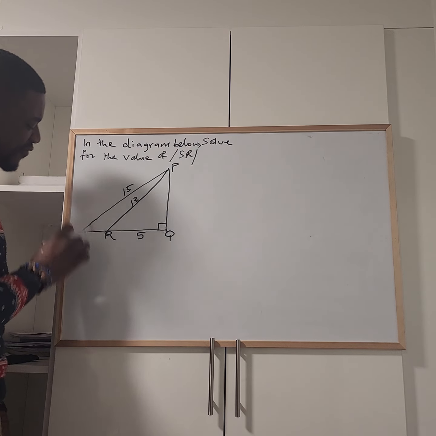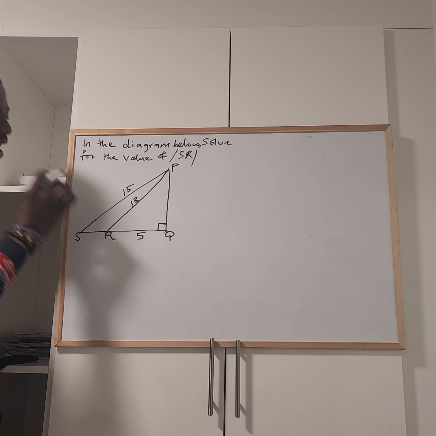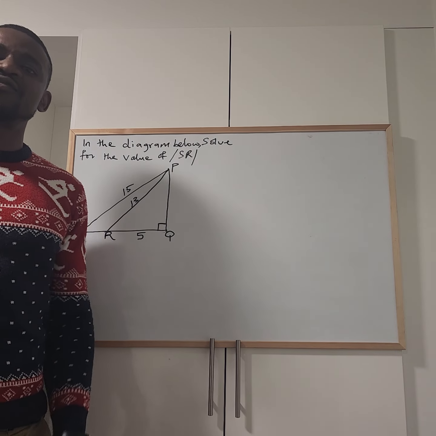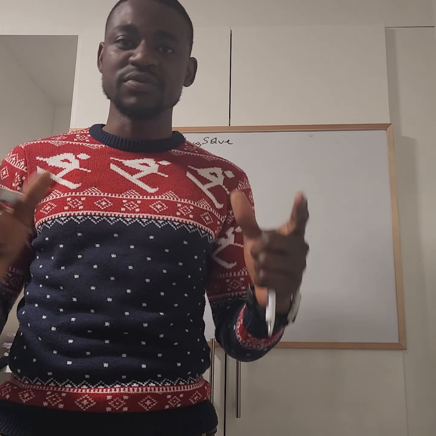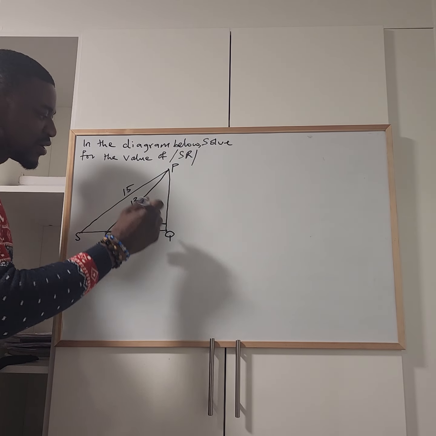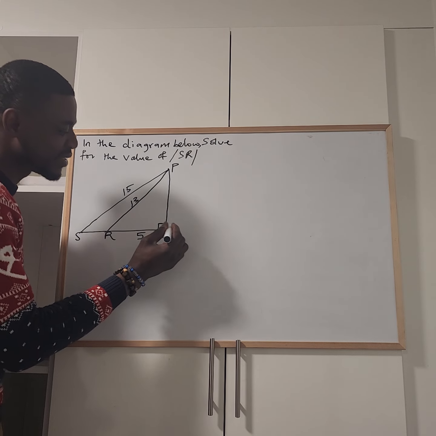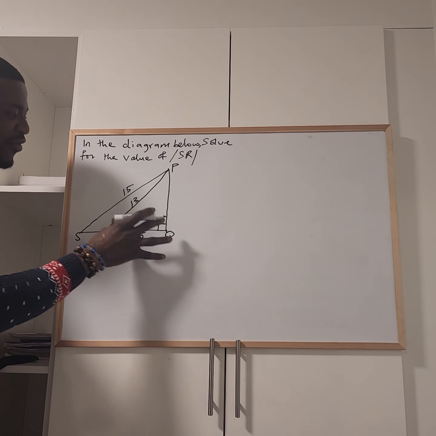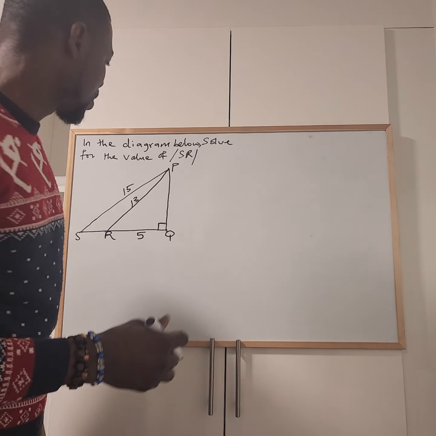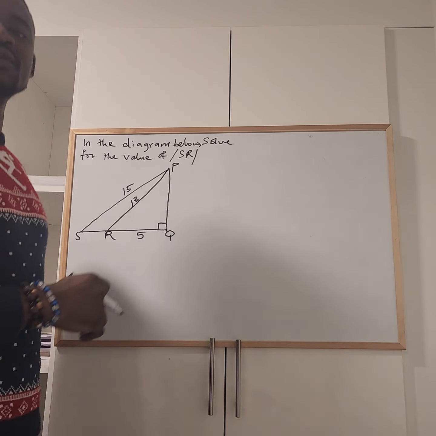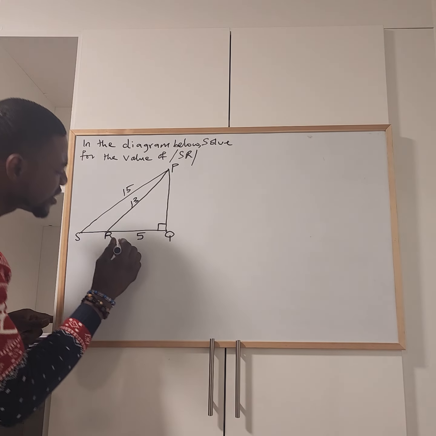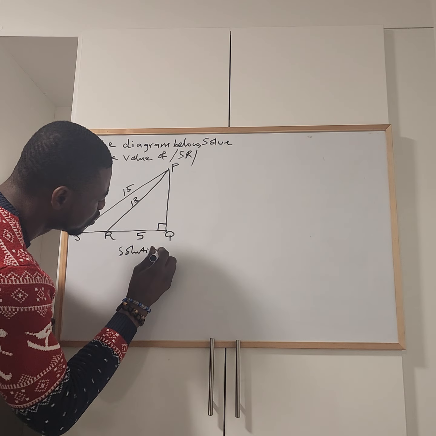Now, how do we find the value of this side, SR? This is where your knowledge of Pythagoras theorem comes into play, because in this diagram there is a right angle here. That means this is a right angled triangle. So because it is a right angled triangle, the theorem of Pythagoras can be applied. Therefore, solution.